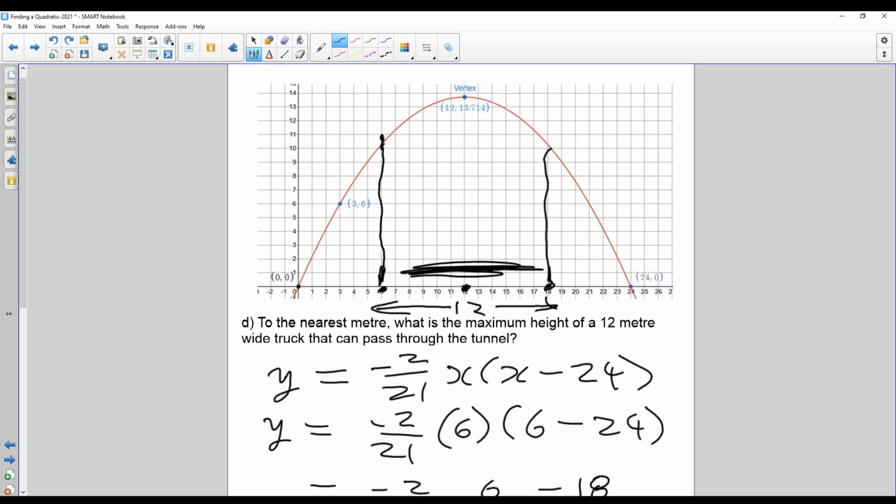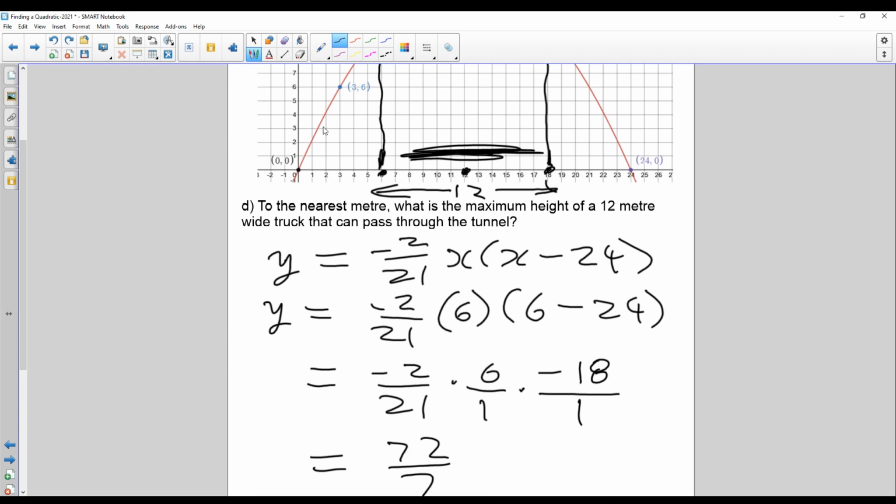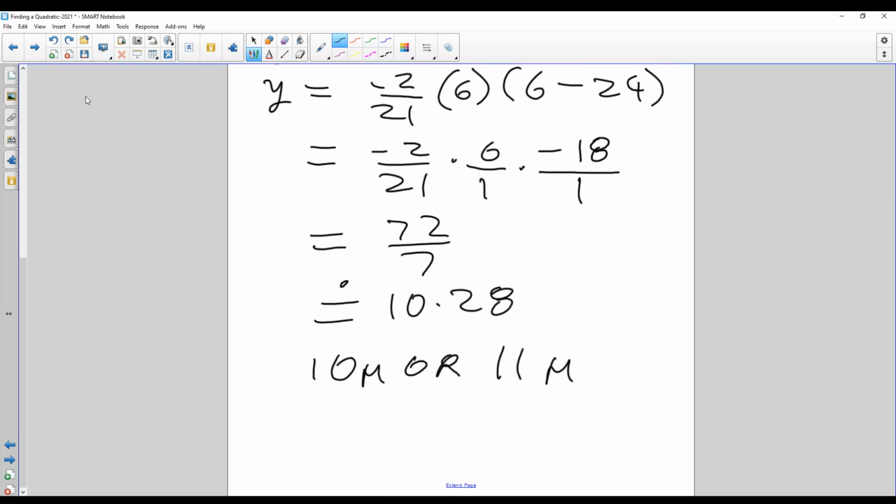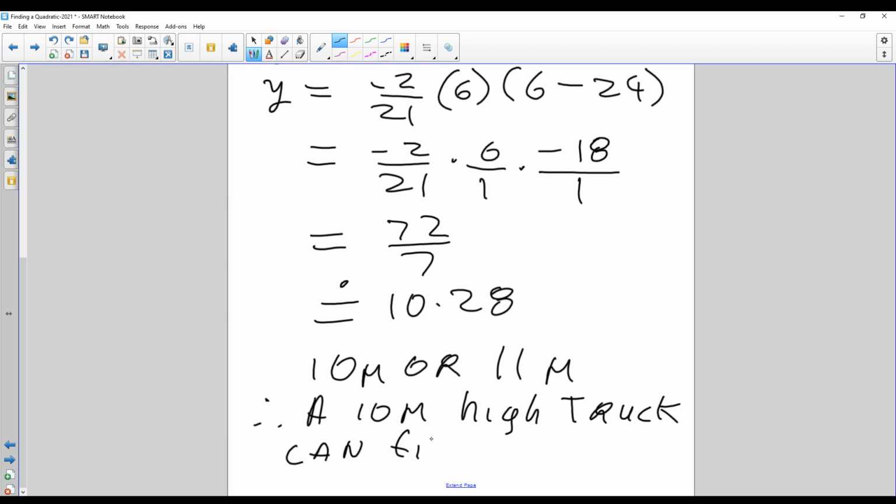So, the answer I'm looking for in this case is 10 meters. Will a 10-meter high truck fit? Absolutely. Therefore, a 10-meter high truck can fit in the tunnel.